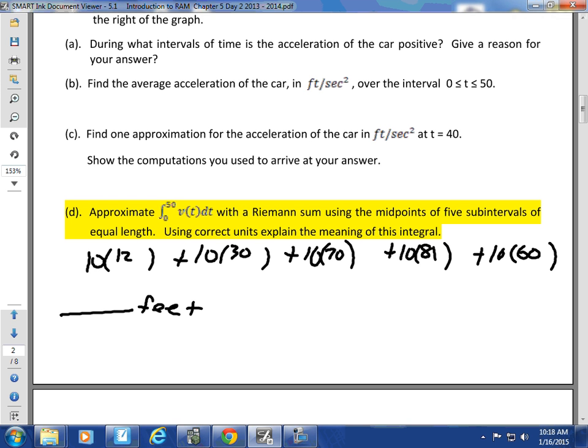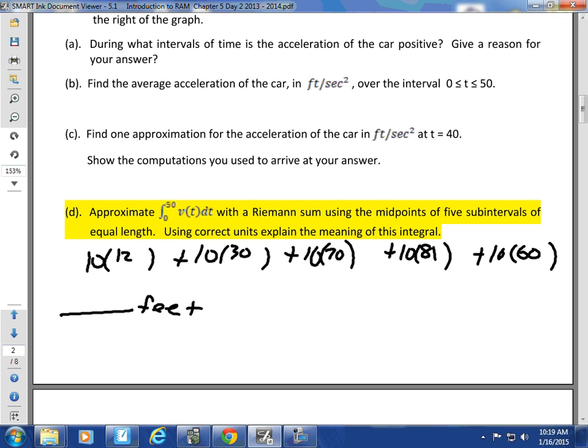Using correct units, explain the meaning of this integral. You just found the area under a velocity curve. Net change in position, which you would call displacement. But because the velocity is always positive, it never changes direction, displacement and total distance turn out to be the same thing. So you could say it one of three ways.